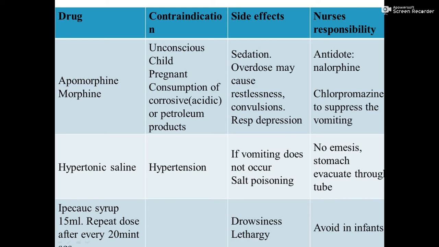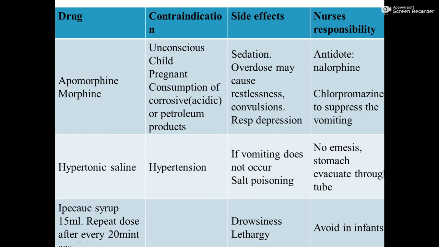You can see here the drugs, contraindications, side effects, and nursing responsibility. So this is very easy. The drugs are apomorphine and morphine. They are contraindicated in unconscious children and pregnant women, and in consumption of corrosive, acidic or petroleum products. The side effects are reported in the form of sedation. Overdose may cause restlessness, convulsion, and respiratory depression.